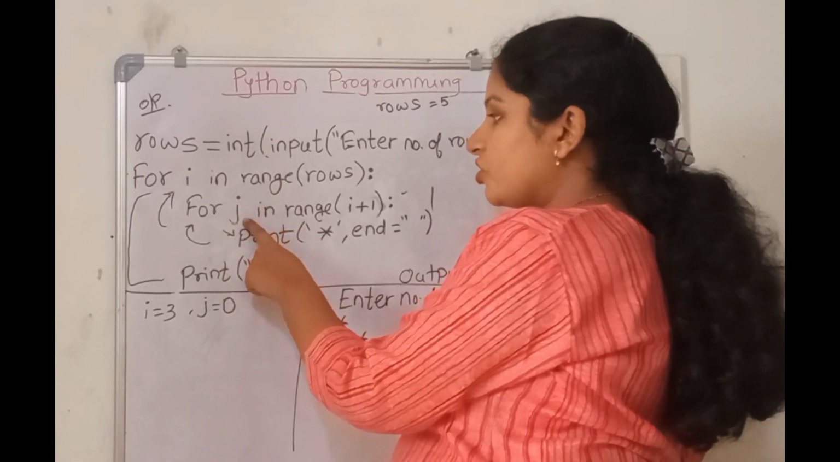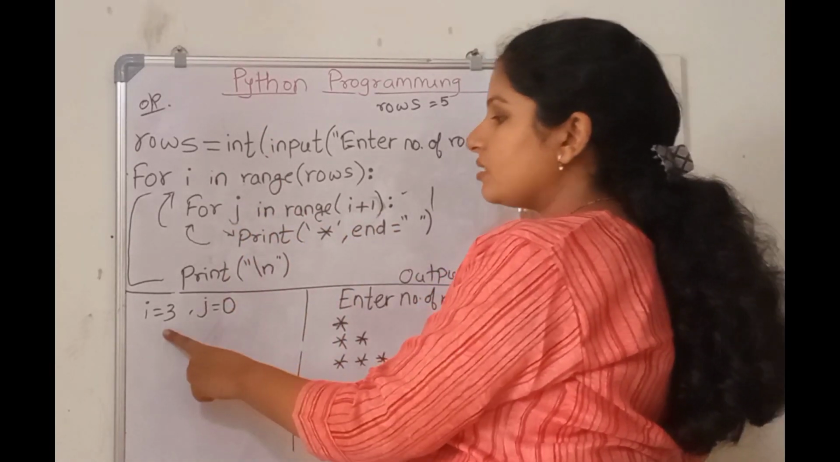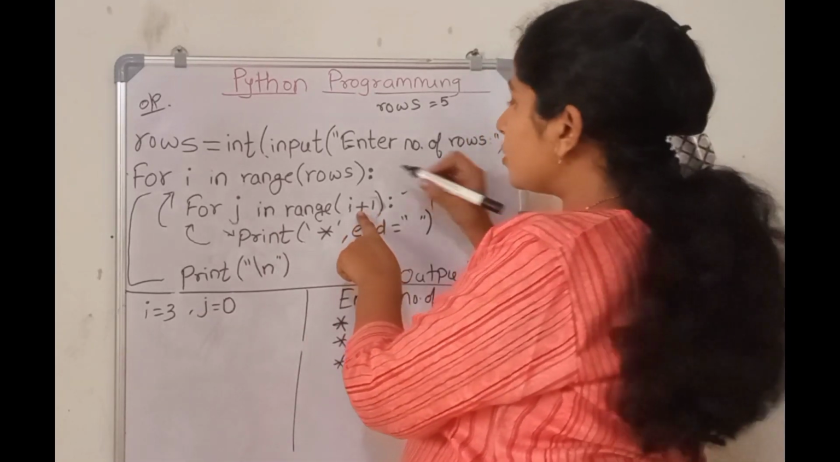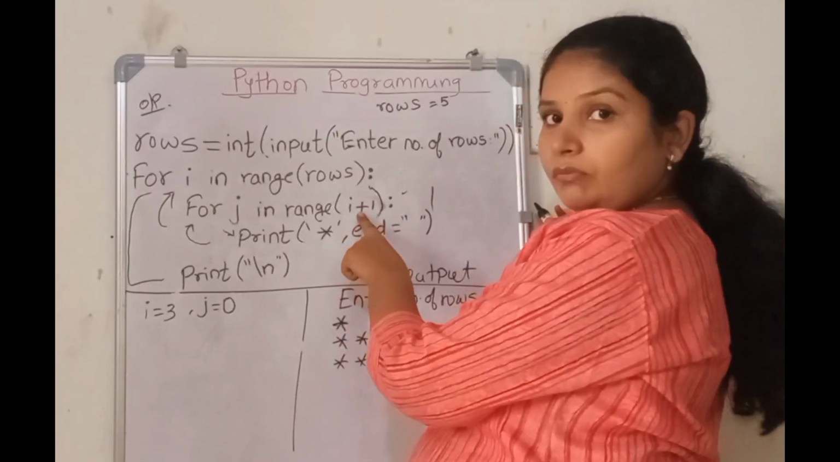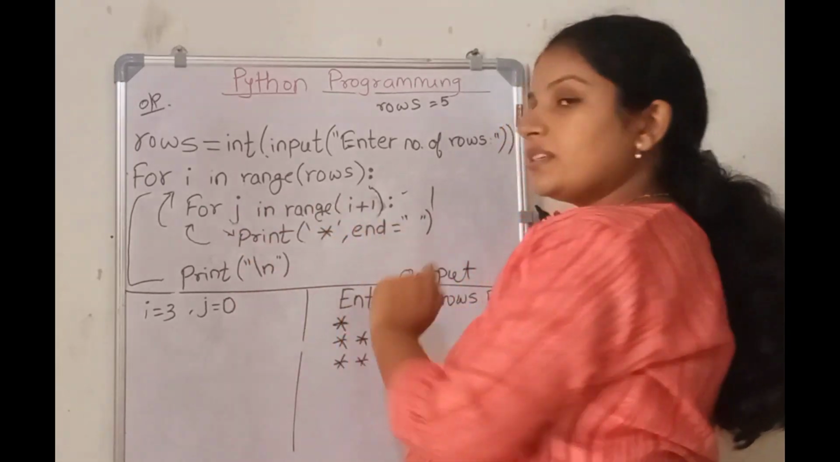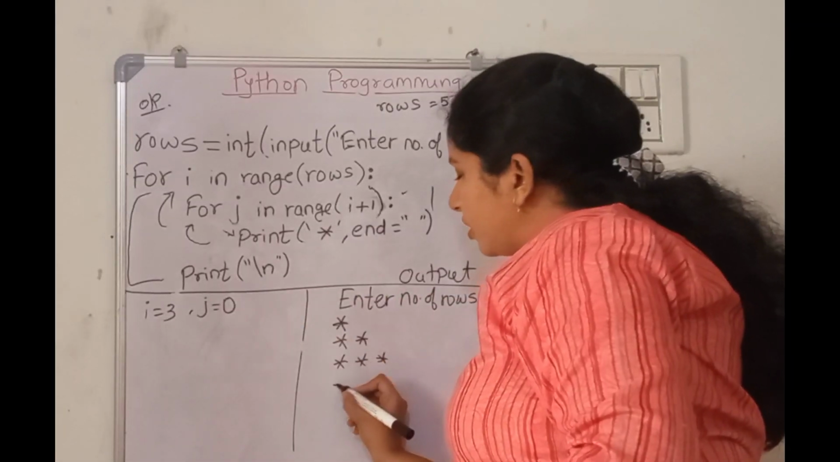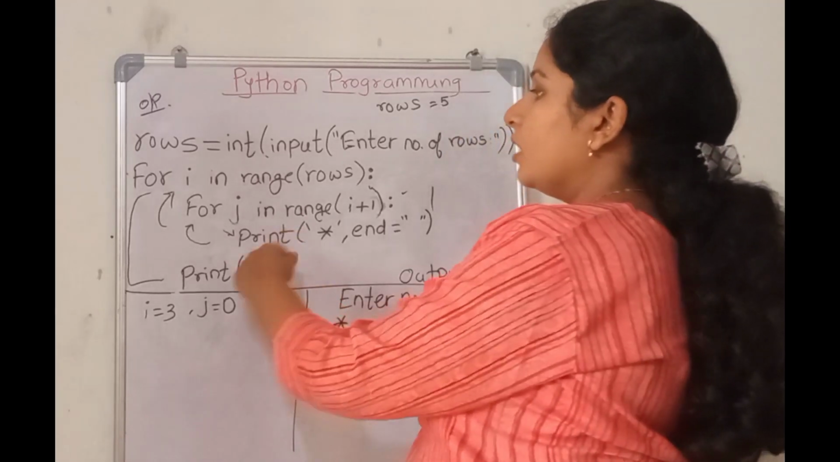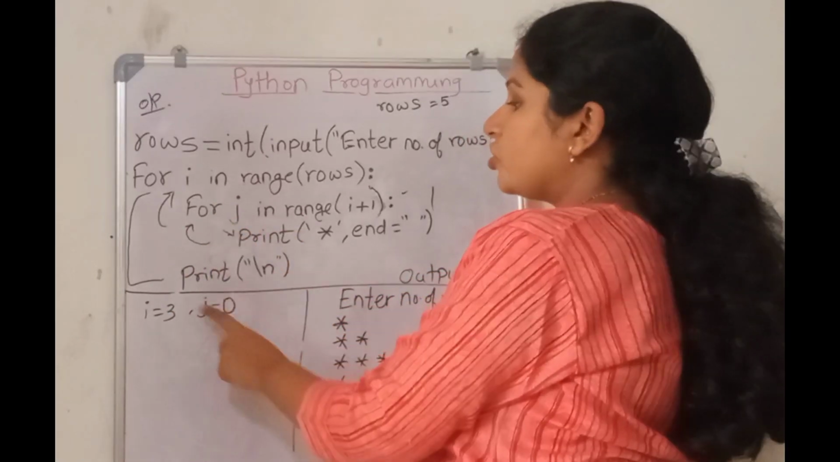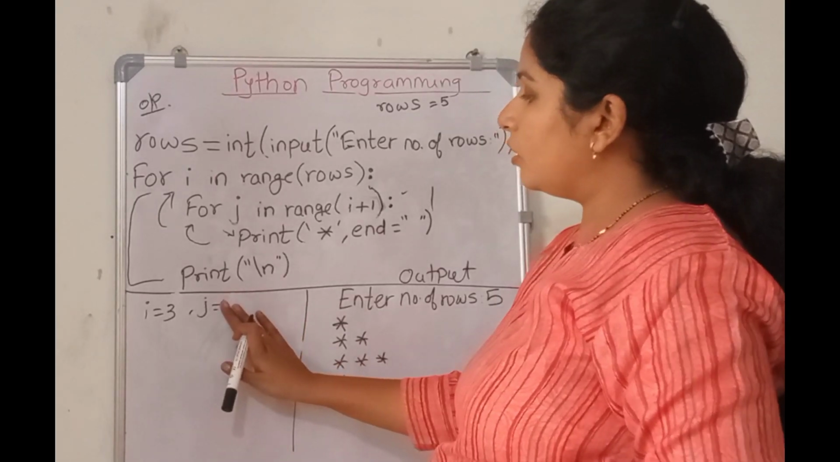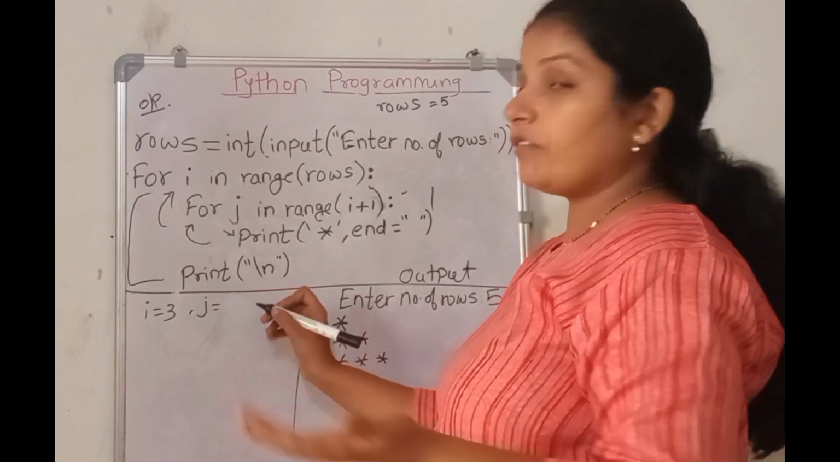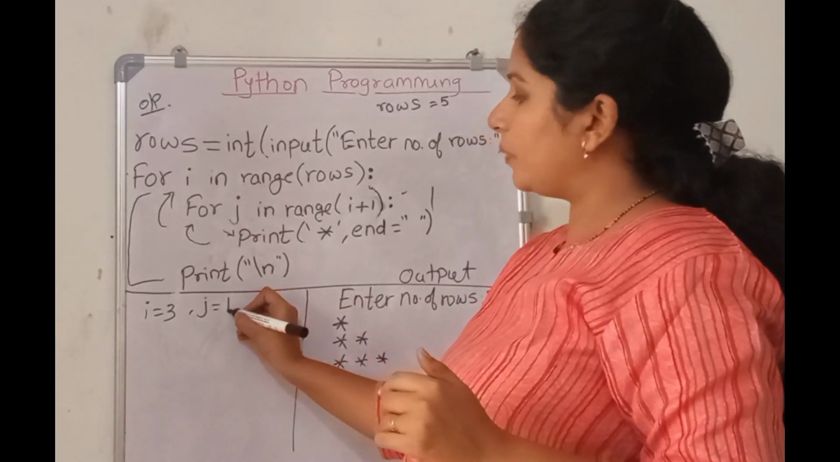Now j, for j in range I plus 1, I is 3. So here your limit is 4 now. J is 0. Is 0 less than 4? Yes, condition is true. Print 1 asterisk in next line. Then go for j. Now j value is incremented by 1.